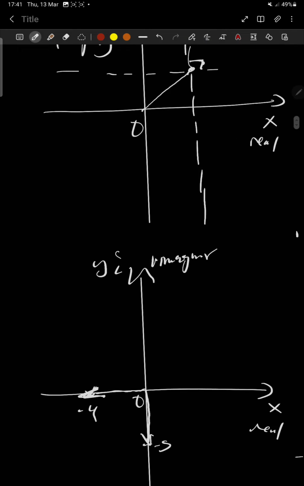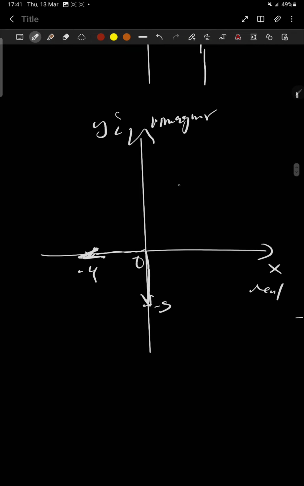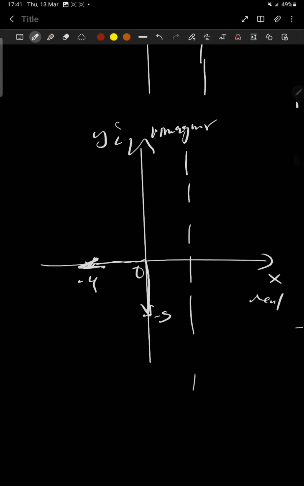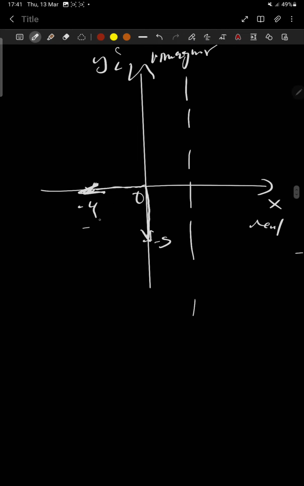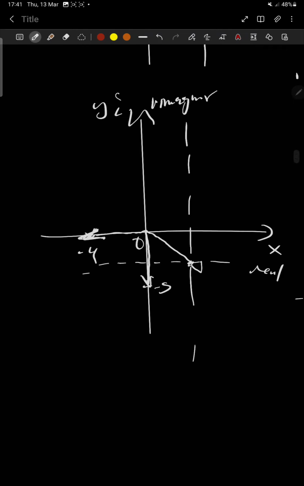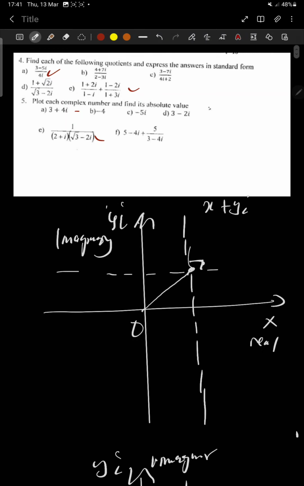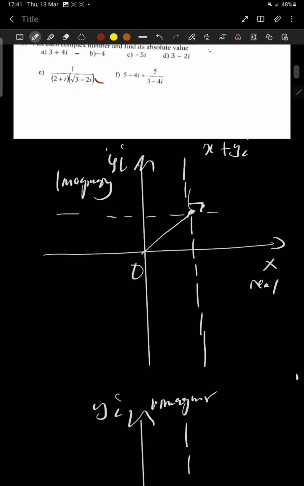Then 3 minus 2i. Where can I find 3? 3 is found here. Where can I find -2i? -2i is found down here. That is why they meet here, so you join from 0 to there. Okay, that's how you do it. Now for C and the other one, how do you do it?